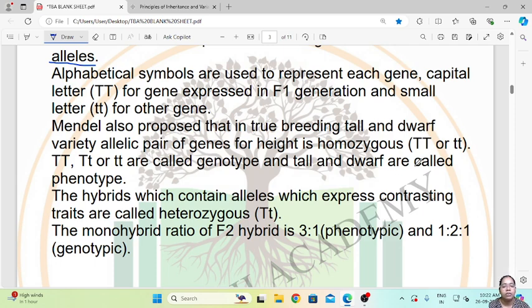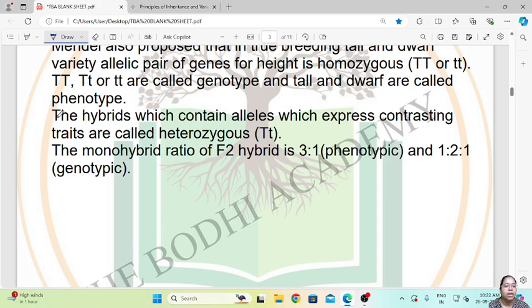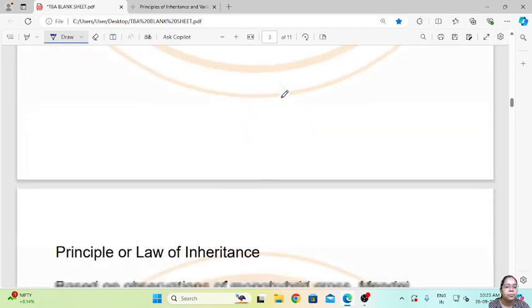The tall and dwarf are called the phenotype. The hybrids which contain alleles that express contrasting traits are called heterozygous, that is capital T, small t, one dominant and one recessive. The monohybrid ratio of the F2 generation is 3:1 phenotypic, and 1:2:1 genotypic. So this is the monohybrid ratio of the F2 generation.